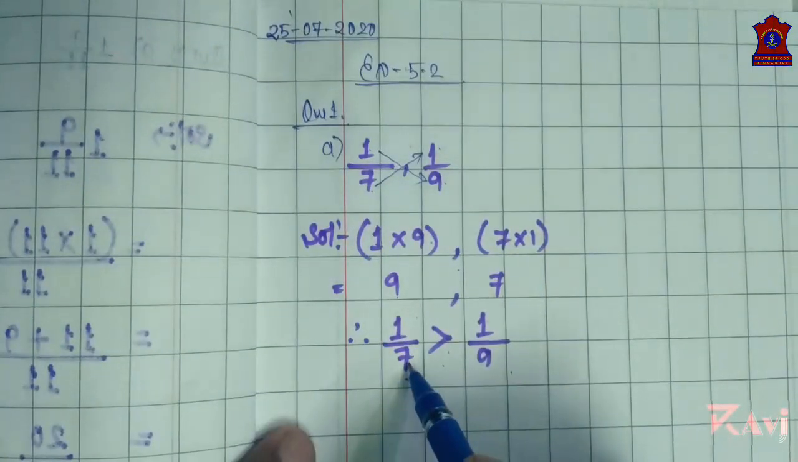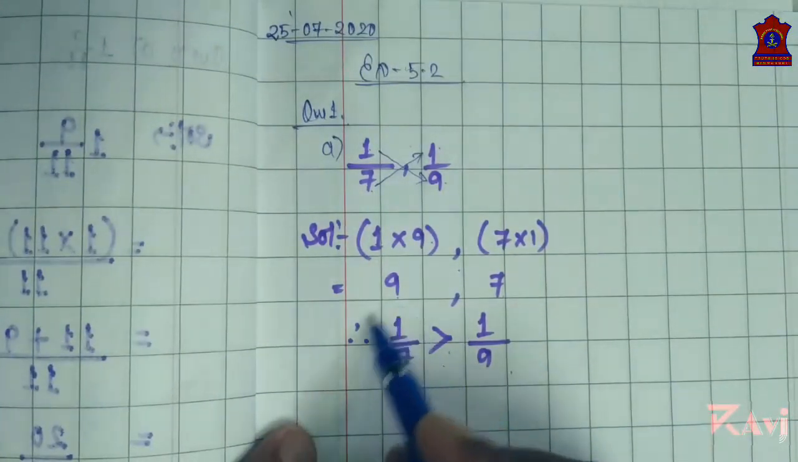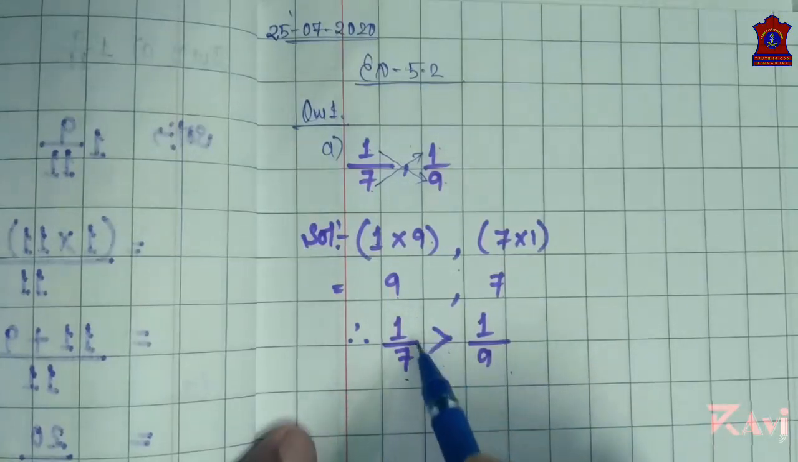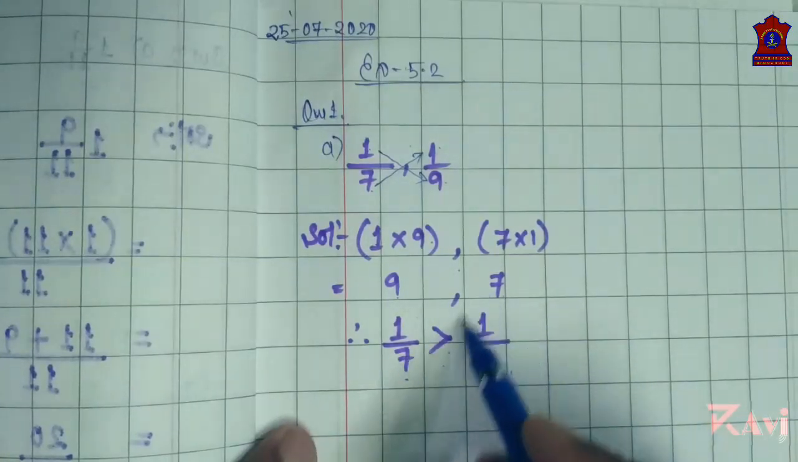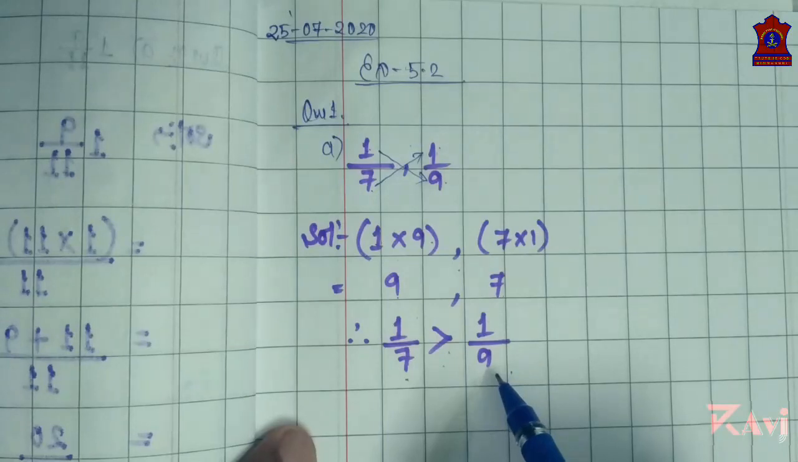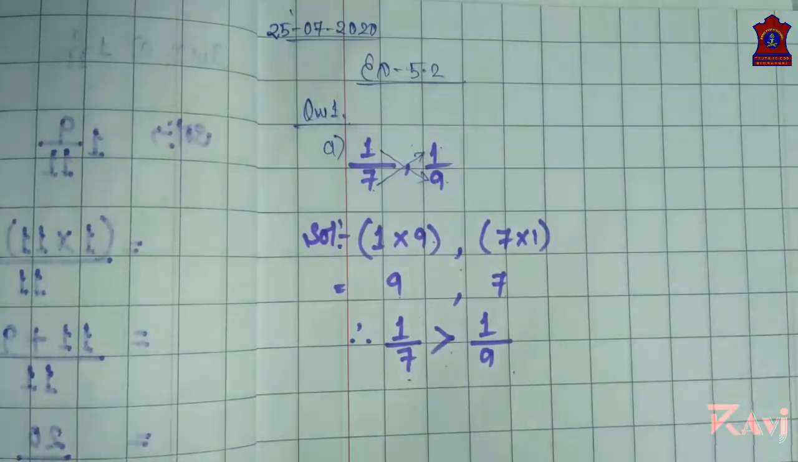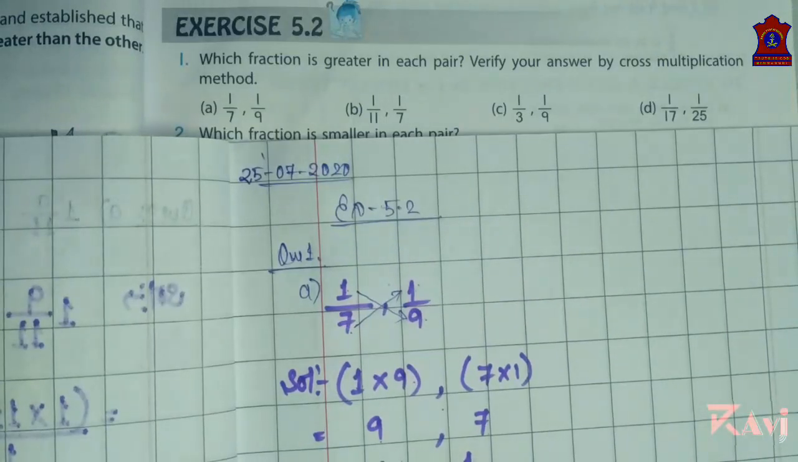So 1 is divided by 7, or you can say that if we are dividing 1, we are getting 7 parts. Here if we are dividing 1, we are getting 9 parts. So which part is greater? 7 part will be greater. Clear? Look at question number B.